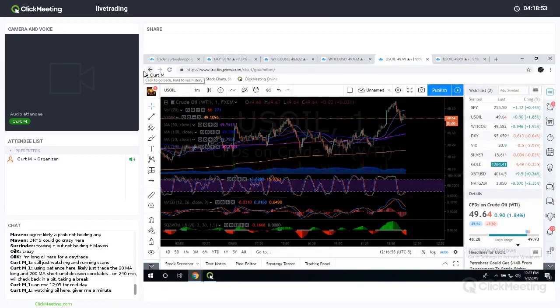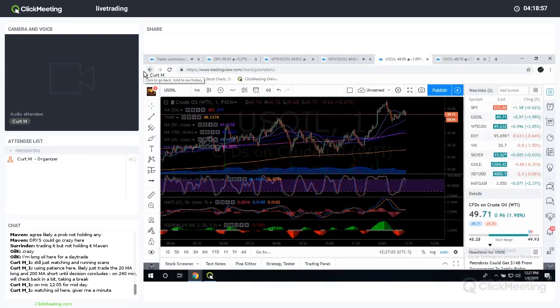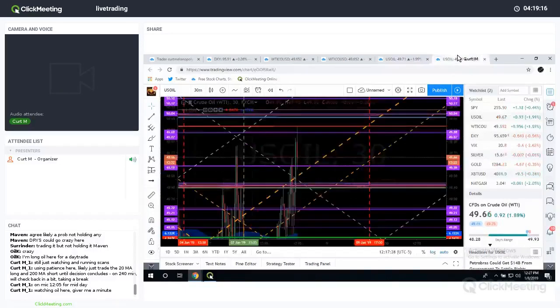Okay, oil's failing its test here now. Trading 49.70. So here's the rotation on it around a 1 minute pivot. So this might just be a wait and see on when it concludes.